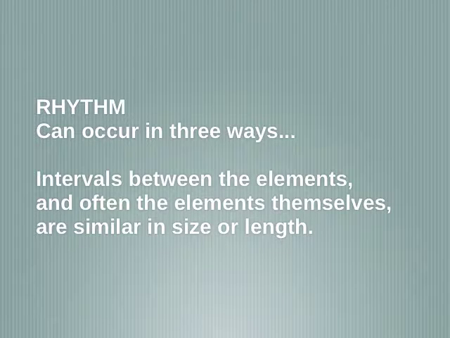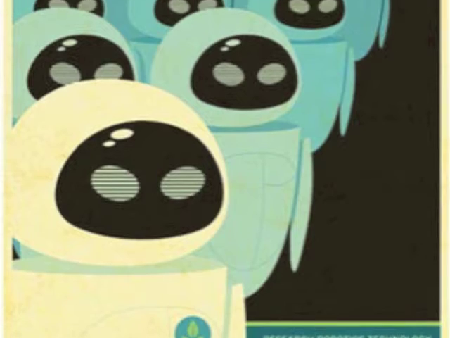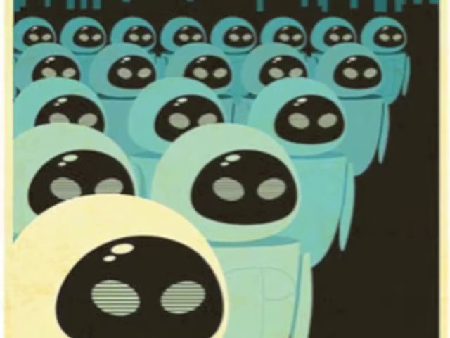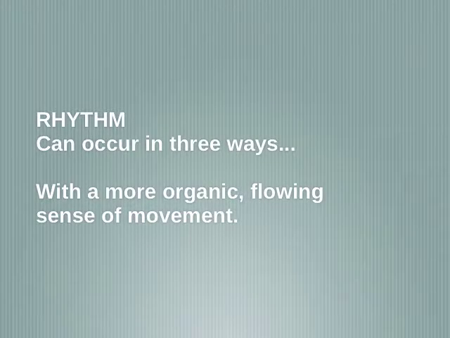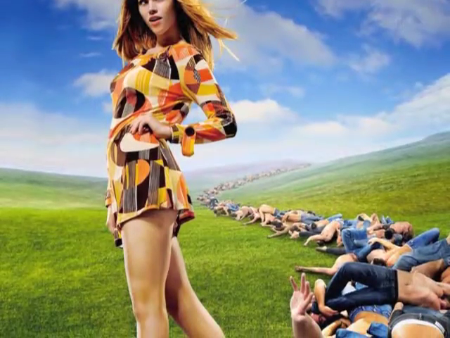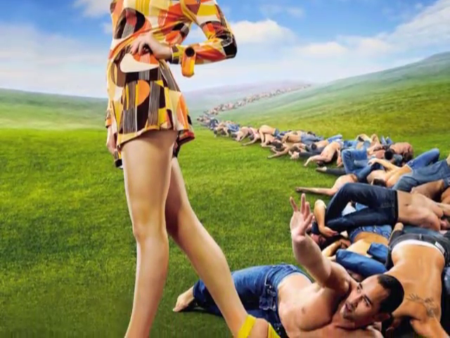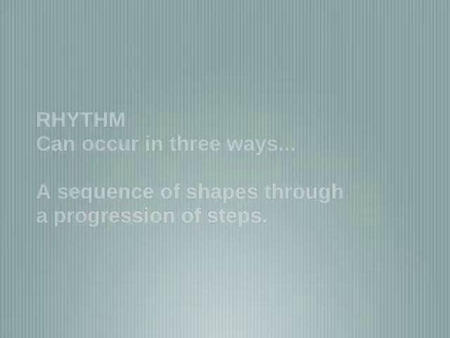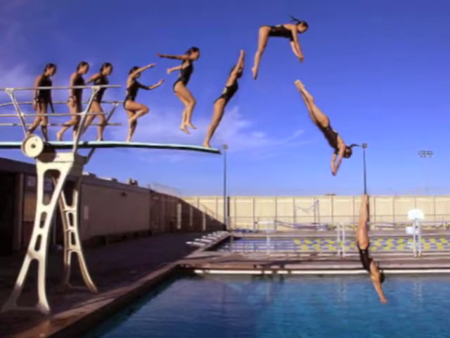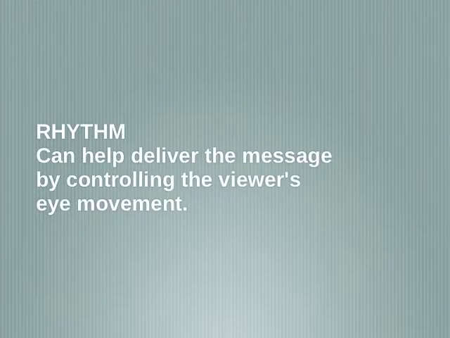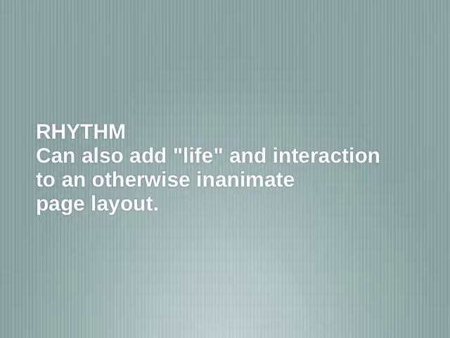Rhythm can occur in 3 ways. First, when the intervals between the elements, and often the elements themselves, are similar in size or length. Second, with a more organic or flowing sense of movement. Or third, with a sequence of shapes through a progression of steps. Rhythm can help deliver the message by controlling the viewer's eye movement. It can also add life and interaction to an otherwise inanimate page layout.